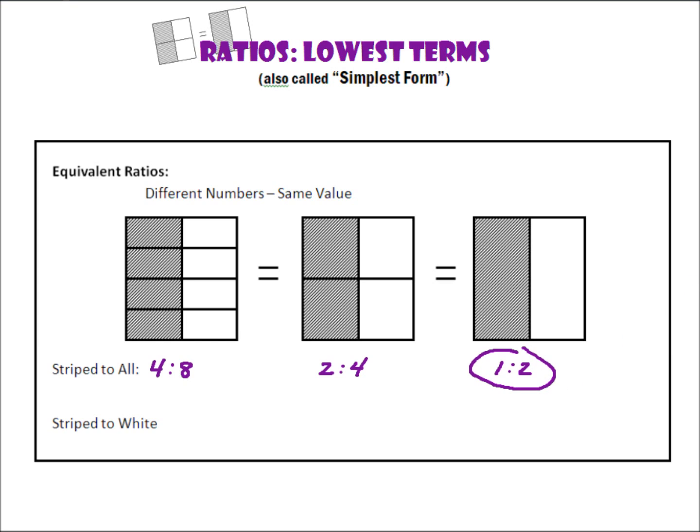Next we could look at the same boxes, but look at the ratio now instead of striped to all as the striped boxes to the white boxes. In this case, we'd then say the ratio is 4 to 4. And of course this one here would be 2 to 2. And then any time that you have both terms being equal, your lowest terms would always be 1 to 1.